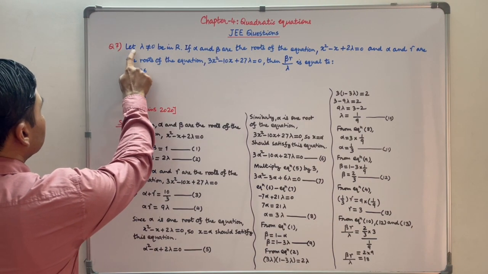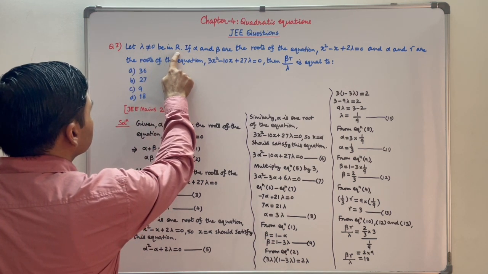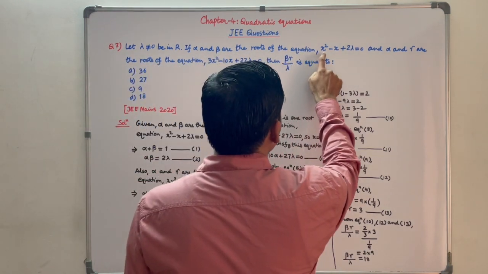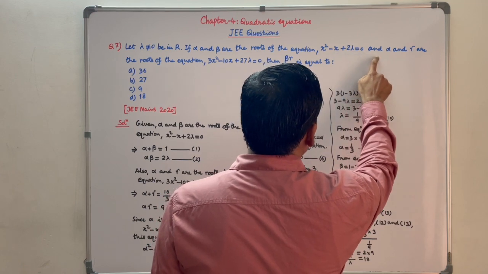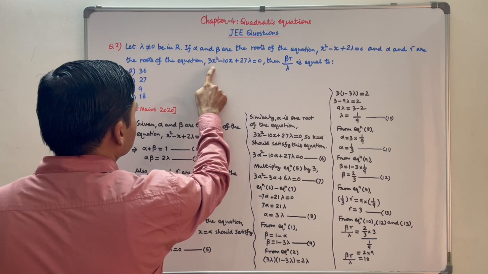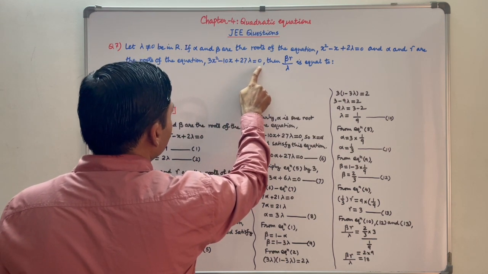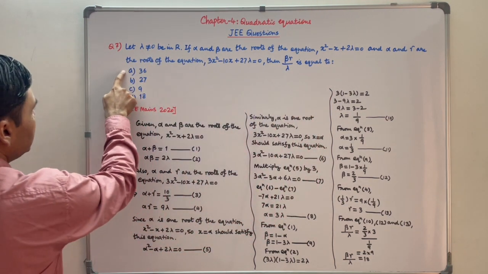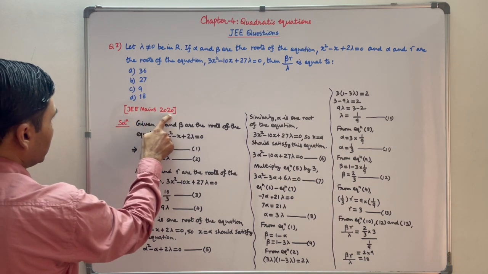Seventh question. Let λ ≠ 0 be in R, that is the real number set. If α and β are the roots of the equation x² − x + 2λ = 0, and α and γ are the roots of the equation 3x² − 10x + 27λ = 0, then βγ/λ is equal to. These are the options given. This question was asked in JEE Mains 2020.